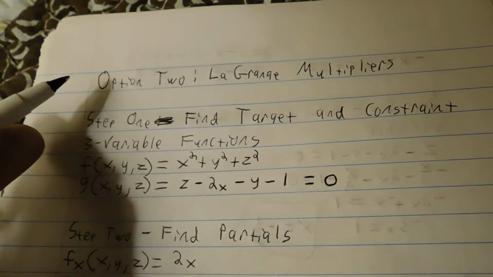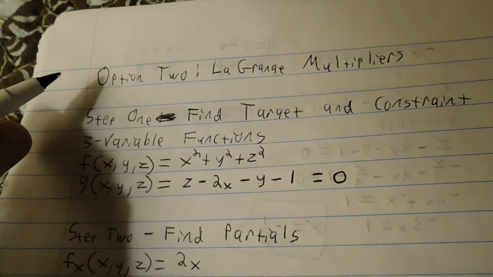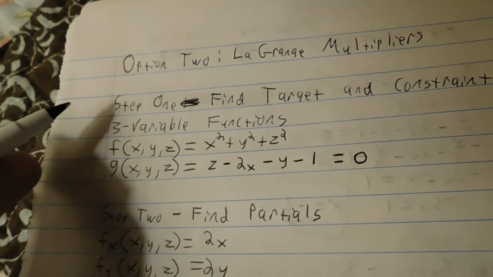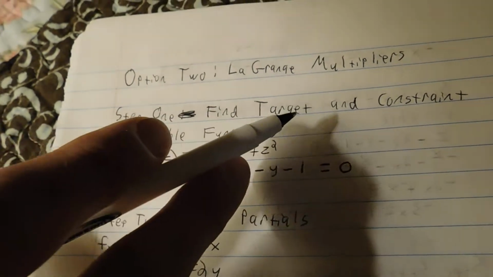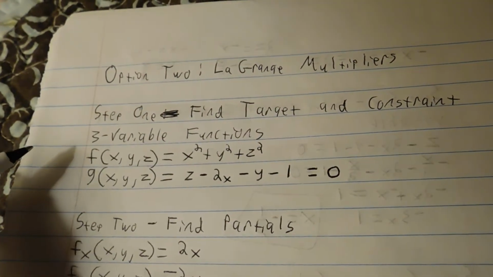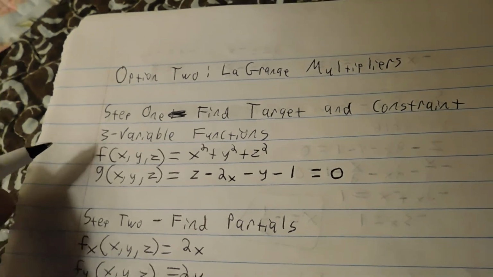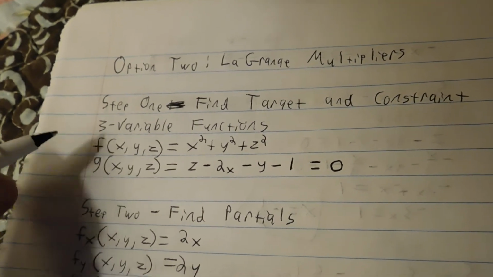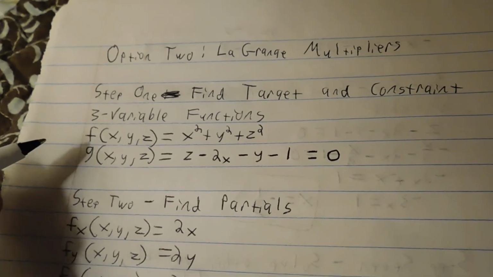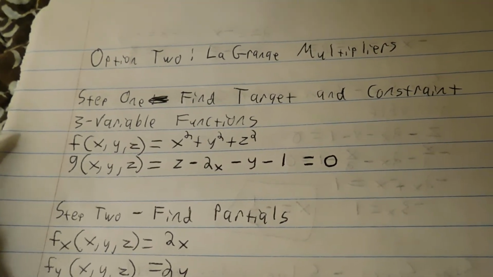Okay, the second option, you can use Lagrange multipliers. The first step is to find your target and constraint 3-variable functions. So this is useful if you have several different variables that you can't really simplify into a 2-variable function.